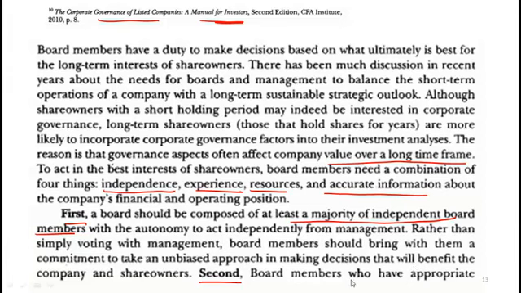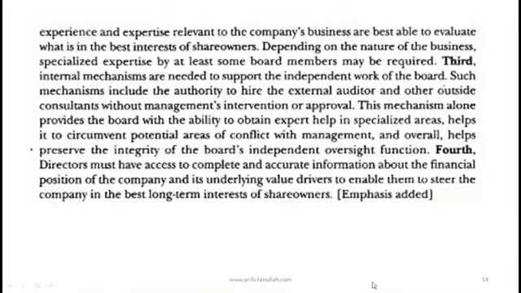Second, board members who have appropriate experience and expertise relevant to the company's business are best able to evaluate what is in the best interest of shareholders. So if you are sitting on the board of a software company like Oracle and you have no clue about software, obviously you are not in the right place. Or if you are sitting on the board of a bank and you don't know the ABC of banking, then again, you are probably there because you are friends with somebody rather than because you are the right guy for the job. It's amazing how often it still happens though.